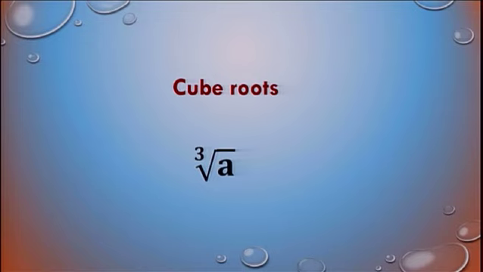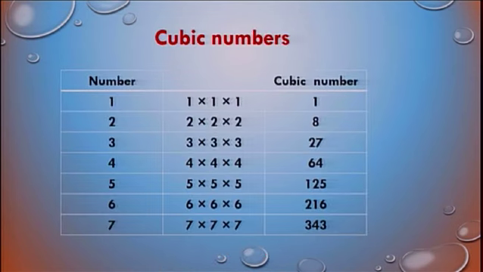But before evaluating cube roots, let's have a look at cubic numbers, which you have learned in grade 7. If we take the number 1, we multiply it by itself 3 times. That is 1 times 1 times 1. We obtain 1. 2 times 2 times 2 is 8. 3 times 3 times 3 is 27, and so on. These numbers, 1, 8, 27, 64, 125, and so on, are called cubic numbers. We are going to evaluate the cube root of these cubic numbers.